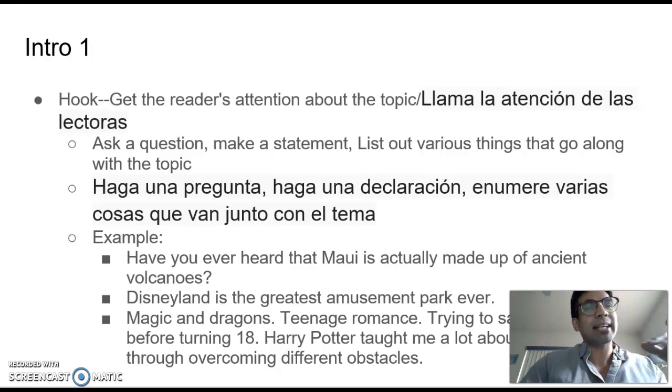And if I'm going to be writing something along the lines of some sort of story analysis, I could give you guys a brief snapshot of what the story is all about. So, magic and dragons, teenage romance, trying to save the world before turning 18. Harry Potter taught me a lot about growing up, overcoming difficult obstacles. So, there's lots of different ways to go about the hook. Remember, the key important idea is to get the reader's attention.